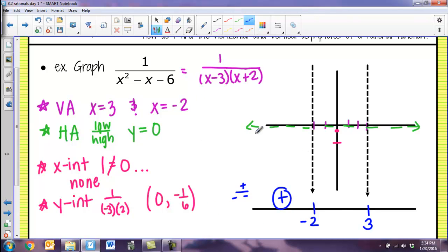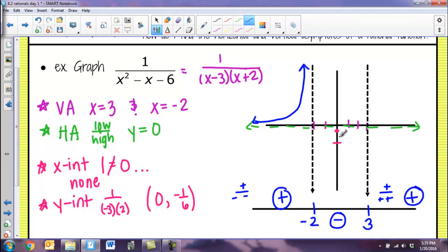Then I'm going to plug in a number in between these, 0. I've already done that. I know that's a negative number, so it's below the x-axis. And finally, a number bigger than 3. If I plug that in, I'd get a positive number over a positive times positive, so it's all positive. So when I graph this, I know that this side has got to be above the x-axis and it's following the trend of those asymptotes.